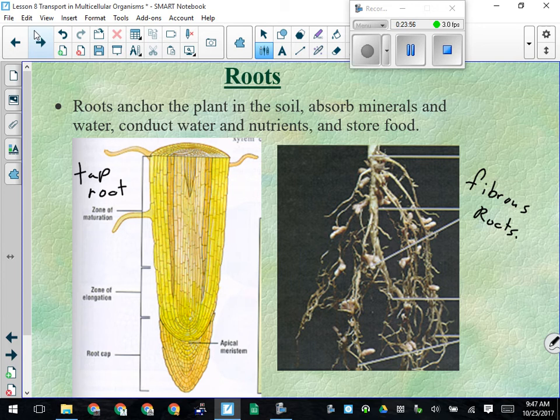Because when the tree was small, those roots were small. As the root gets longer, those ones that are wood-like don't do much absorption. They're more for anchoring. But they were once small, and as the plant's roots got further away, they have to have secondary growth as they lengthen.